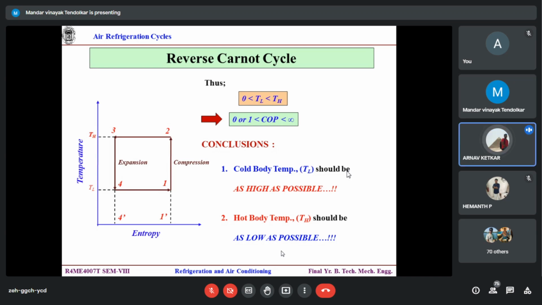Reversible is not possible, right? Why not possible? Sir, the isothermal processes are, I mean, it is difficult to achieve the isothermal processes because they take a lot of space and something like that, I think.